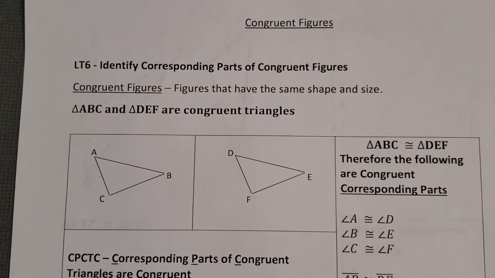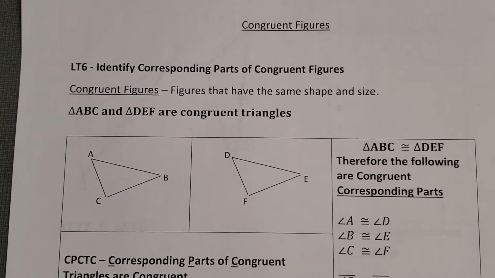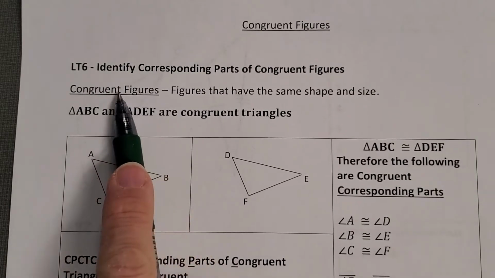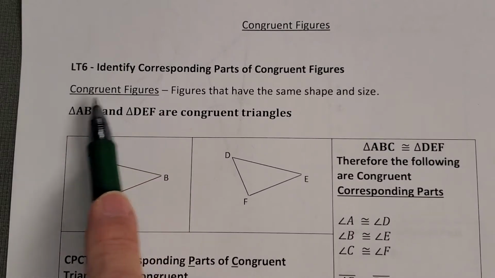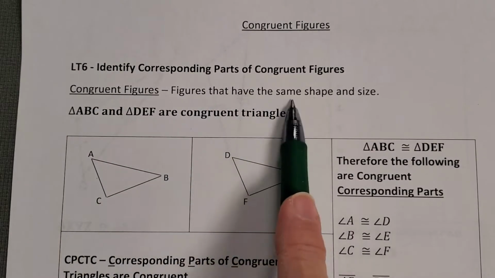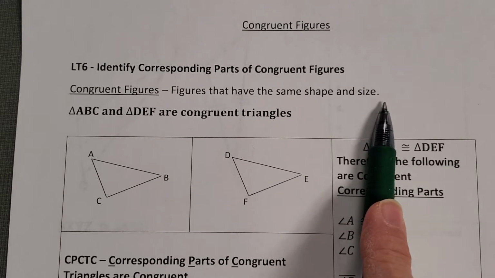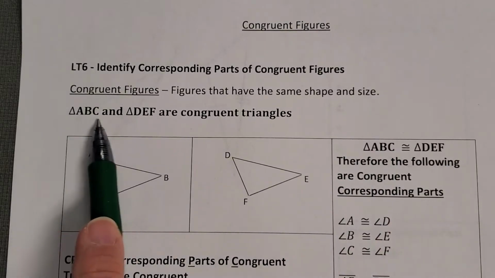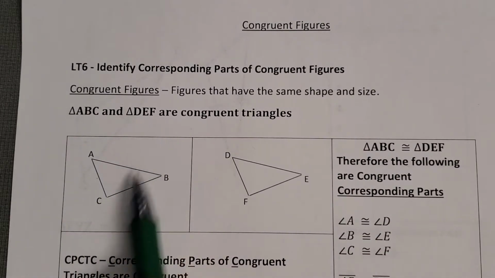So our learning target is that you're able to look at two figures and figure out which parts are corresponding parts. So remember, we're going to talk about congruent figures. Congruent figures are the same shape and size. So it says that triangle ABC is congruent to triangle DEF.